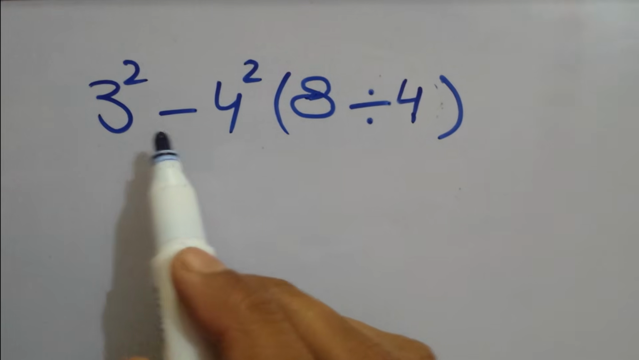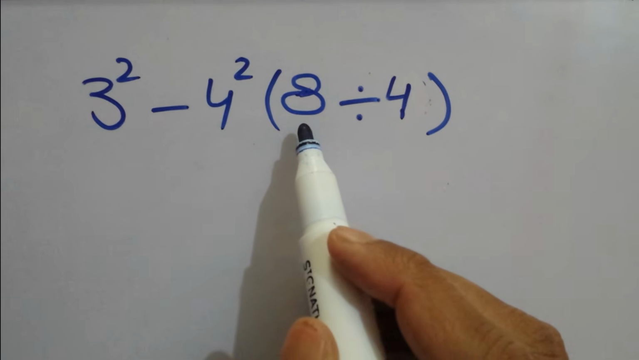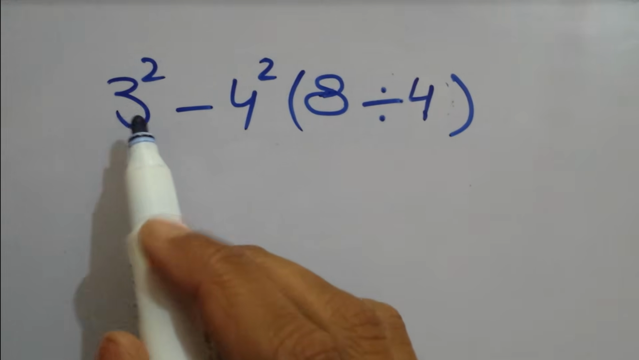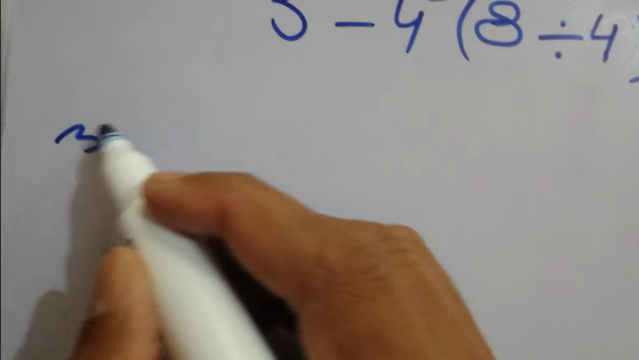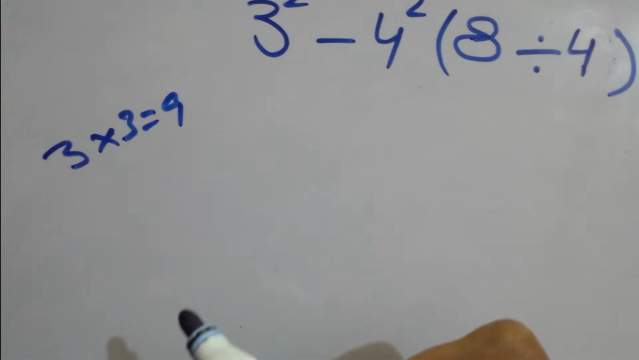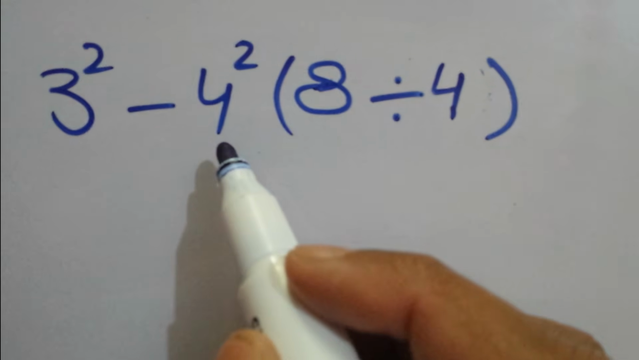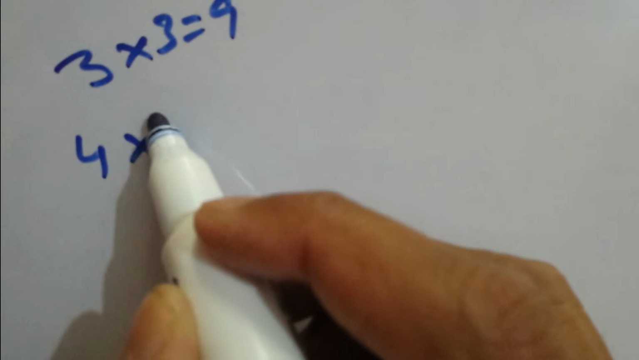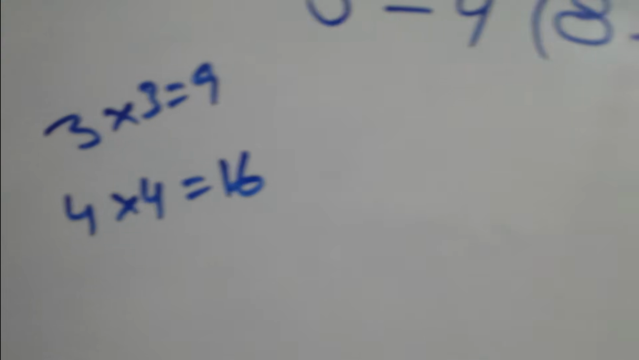We have 3 squared minus 4 squared, and inside 8 divided by 4. So 3 squared means 3 times 3 equals 9, right? And 4 squared means 4 times 4 equals 16, right?